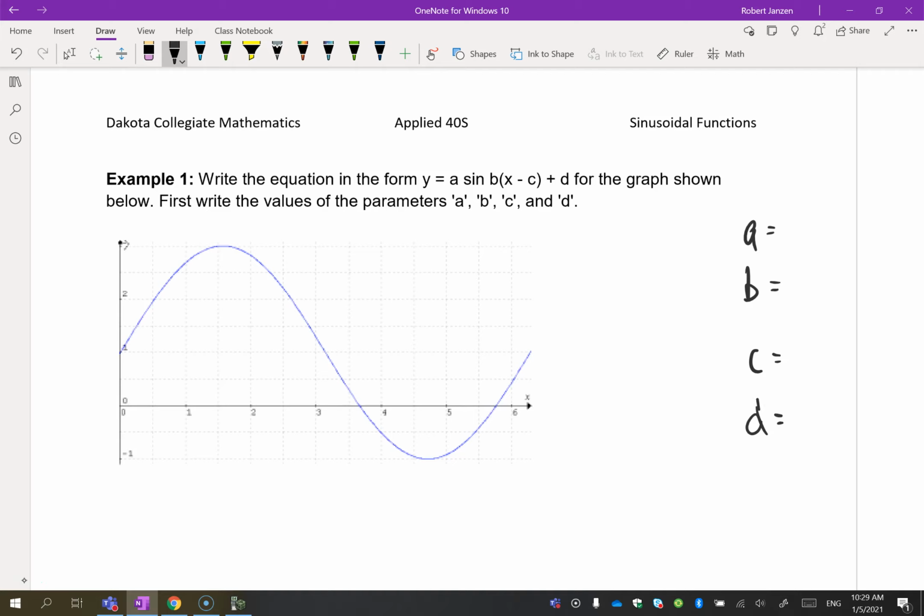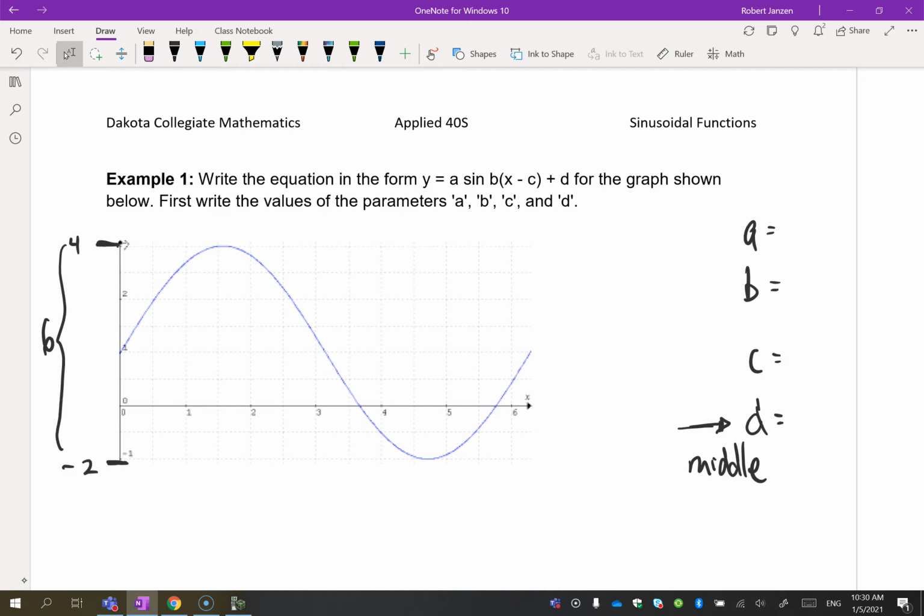Okay, and to do that, we need to remember what each of those things are. D is how much the graph is moved up or down. And I always look at D to figure out the middle of the graph, that line we draw right through the middle. Well, how do you know where this middle line is? I can see it looks like it's about there. But to do that, I should look at the maximum and the minimum. This graph goes from -2 up to 4. This is a space of 6.